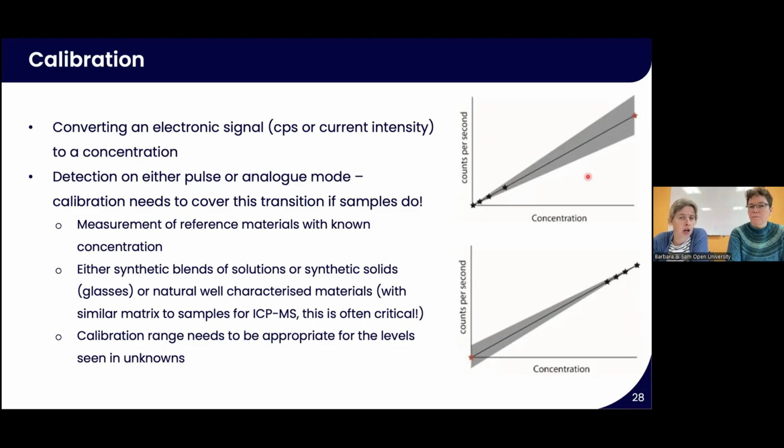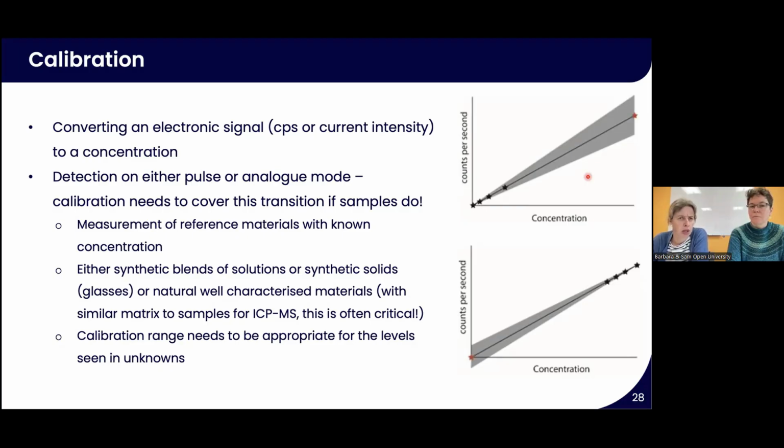If the concentration of the samples transitions the pulse to analog shift in our detector, then our calibration needs to cover this shift too. So the alignment of the pulse to analog modes in the ICP is not linear. There's a correction that needs to be applied between the pulse and the analog modes to get this linear detection array. And so we need to make sure that we're covering that transition if our samples are.